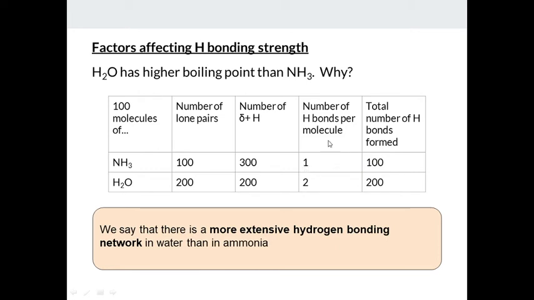However, for 100 molecules of water, there are 200 lone pairs on the oxygens and 200 partially positive hydrogen atoms in the water molecules, resulting in a total formation of 200 hydrogen bonds between the water molecules, an average of 2 hydrogen bonds formed per molecule. So we say that there is a more extensive hydrogen bonding network in water than in ammonia, resulting in stronger hydrogen bonding interactions and a higher boiling point.